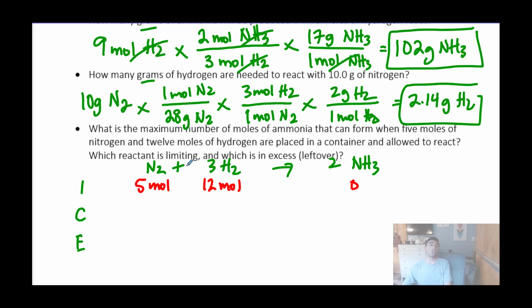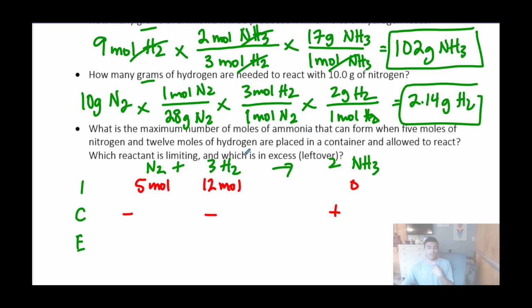The C represents change. So how is this changing as the reaction proceeds? Well, these are going to decrease in moles as they are used up, and this is going to increase, but they're going to change in ratio with each other. Meaning, if this decreases by x, then this is going to decrease by 3x because of the mole ratio, and this is going to increase by 2x because of the mole ratio. But what is that change going to be? We can figure it out.